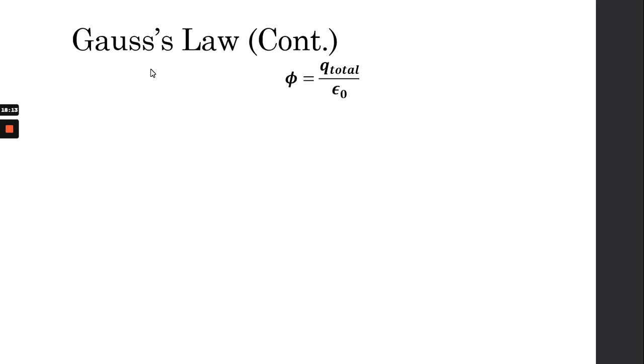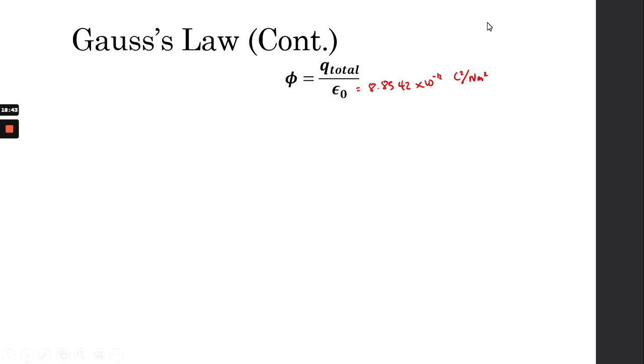So now let's understand that this is the equation. Phi is equal to Q total divided by epsilon naught, or the Q total divided by the permittivity of free space. The permittivity of free space value does not change. I just want you guys to remember that this is always equal to 8.8542 times 10 raised to negative 12 coulomb squared per newton meter squared.